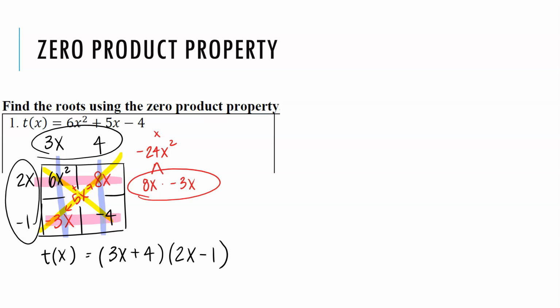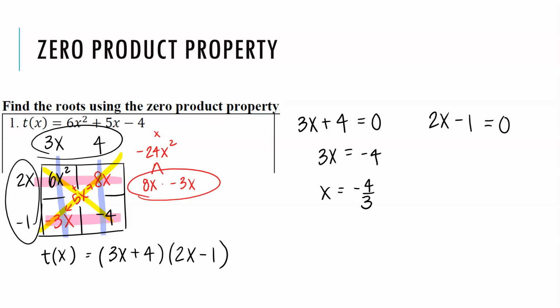The zero product property states that as long as one of the factors is equal to 0, then the equation will equal 0. So I'm going to set 3x plus 4 equal to 0, 2x minus 1 equal to 0, and solve for what my two roots would be. 3x equals negative 4, so one root is negative 4/3. 2x is equal to positive 1, so the second root is x equals 1/2. So the two solutions are x equals negative 4/3 or 1/2.